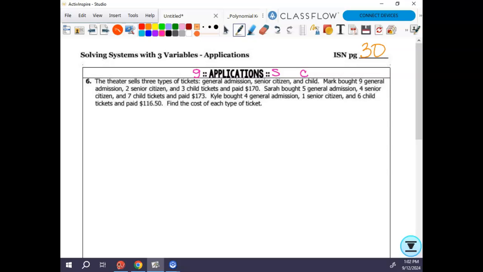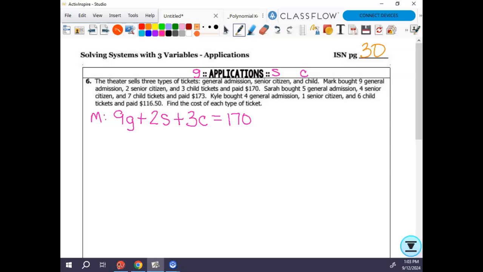All right, so Mark bought 9 general admission, 2 senior citizens. So let's see, this is Mark's. This is what Mark did. He bought 9 general admission, plus 2 senior citizen tickets and 3 child tickets. And he paid $170.